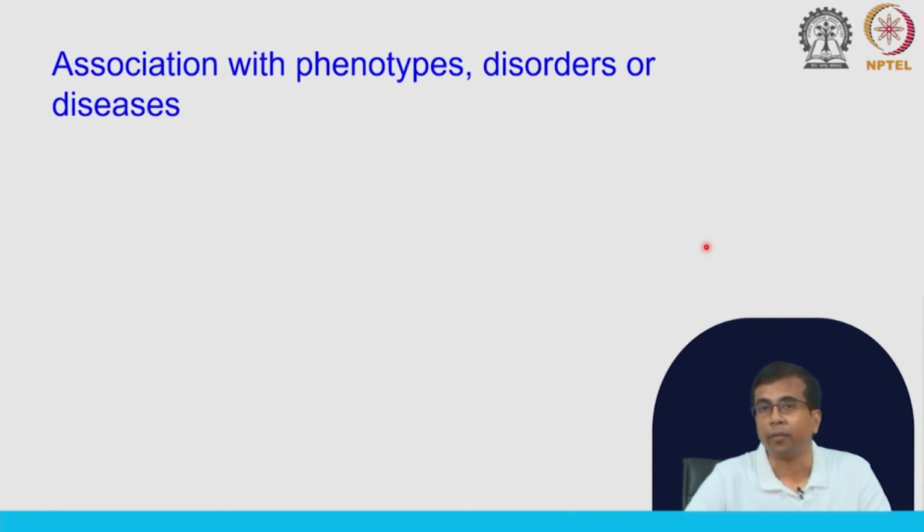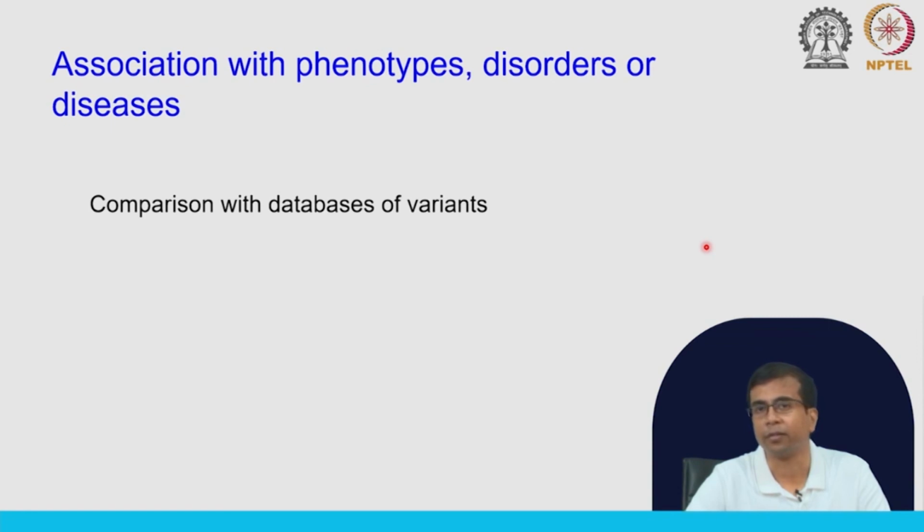Now, the second type of annotation that you can do is associate these variants with phenotypes, disorders or diseases. How do we do that? This is very simple actually. Researchers have collected this data over many years from many patients, from many studies, and they have put them into databases. What we need to do simply is to analyze whether the variant that we have found is present in these databases of variants.